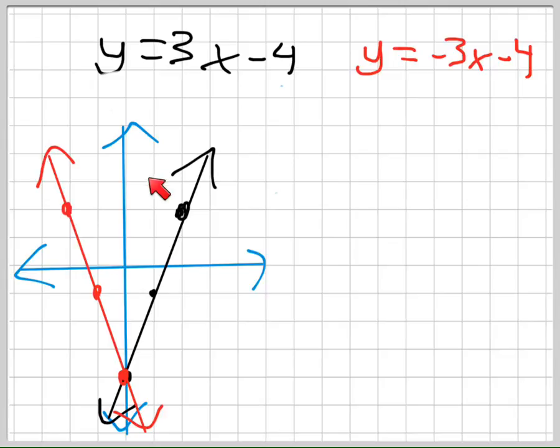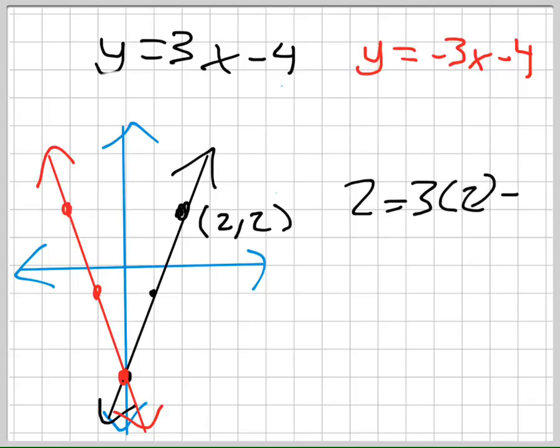Right, so all of these points on this line work for this black equation. For example, this is the point (2, 2). If I plug in (2, 2) here, this is going to be true: 2 equals 3 times 2 minus 4. 2 equals 6 minus 4. 2 equals 2. That works, right? But if I plug in (2, 2) here, I'm going to get 2 equals negative 6 minus 4, which is negative 10. It's not going to work there.